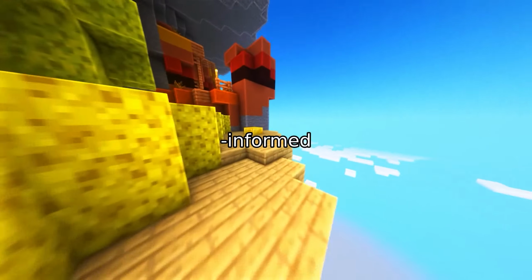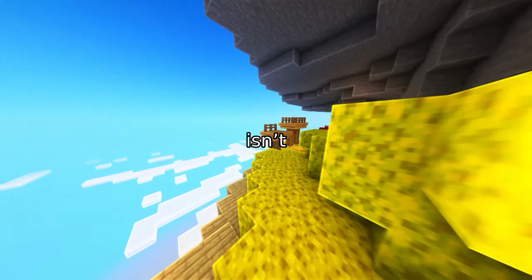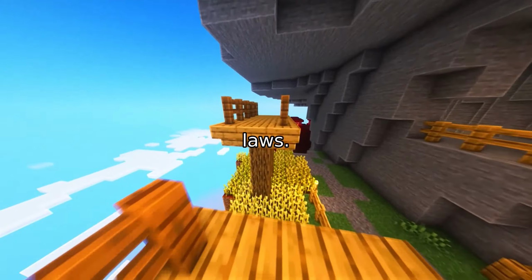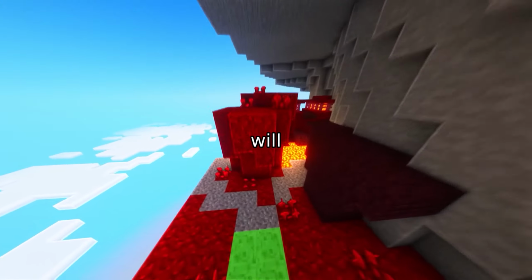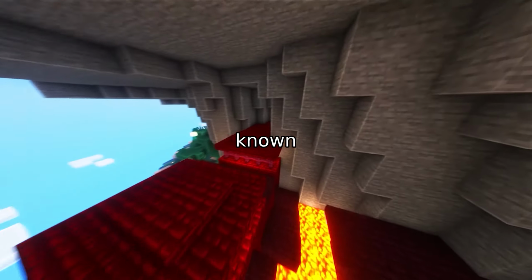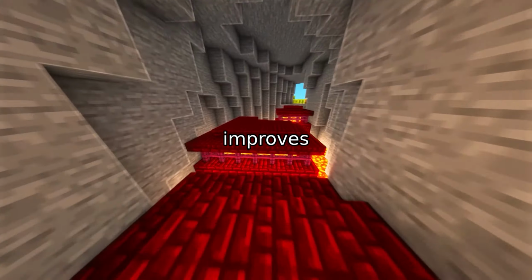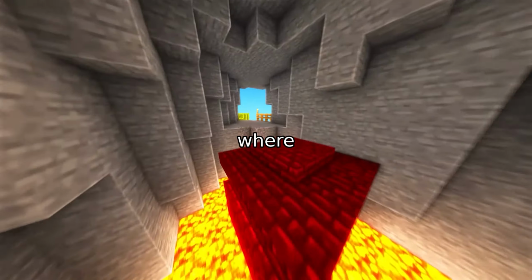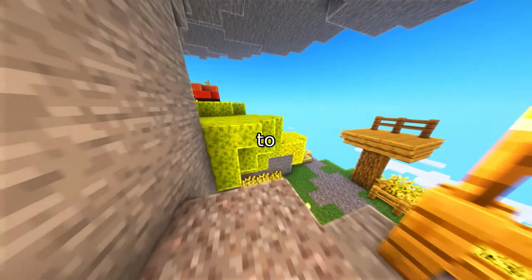This is called physics-informed machine learning. The neural network isn't just guessing, it's constrained by physical laws. It can't predict that a ball will float upward unless the input data violates known physics. This dramatically improves generalization, especially in scenarios where real-world data is scarce or dangerous to collect.